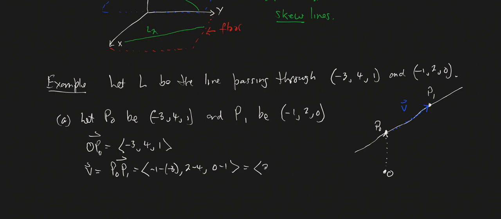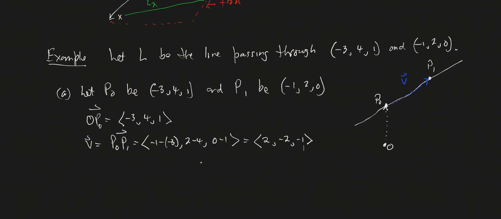So this is ⟨2, -2, -1⟩. And now let's start with the vector form. So our r is OP0, so this vector, plus every possible scalar multiple of v. So t⟨2, -2, -1⟩. And again, I'll just say that t can be any real number.